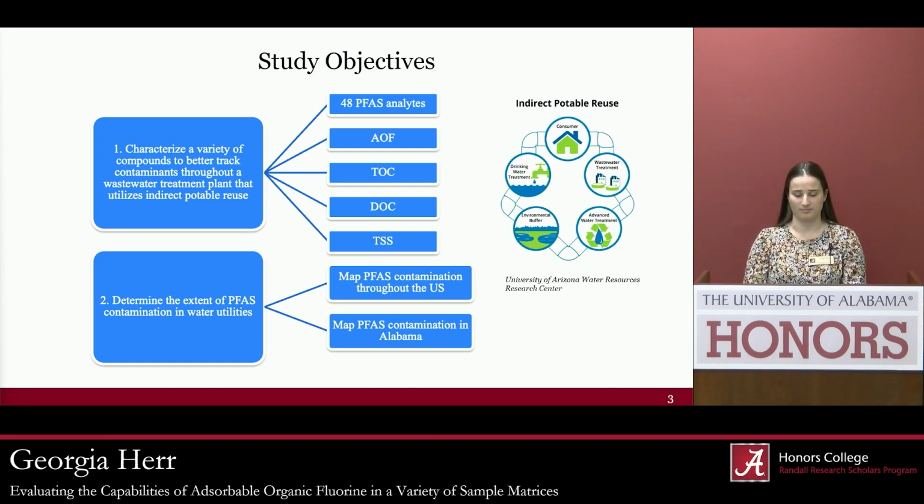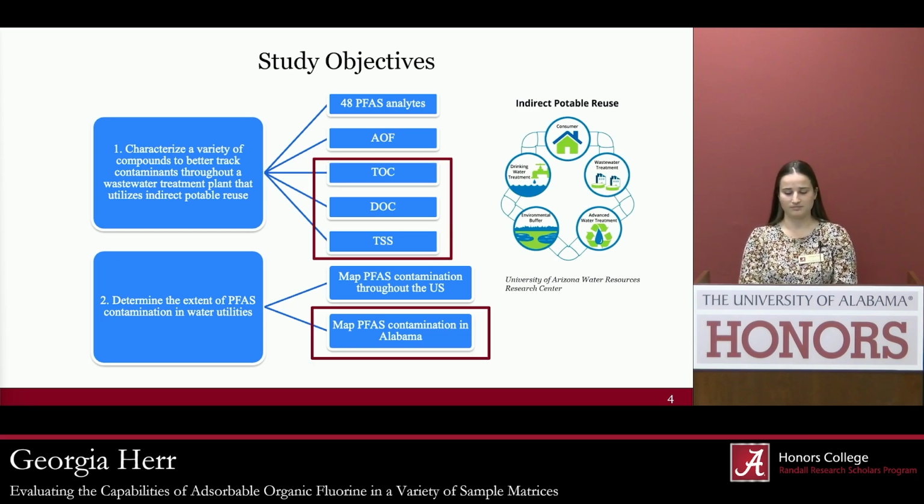the wastewater treatment plant. The second main goal is to determine the extent of PFAS contaminants in water utilities both in the US and specifically in Alabama. As you can see in the first goal, PFAS are a contaminant of concern in wastewater, so it is important to map the extent of contamination in these water utilities.